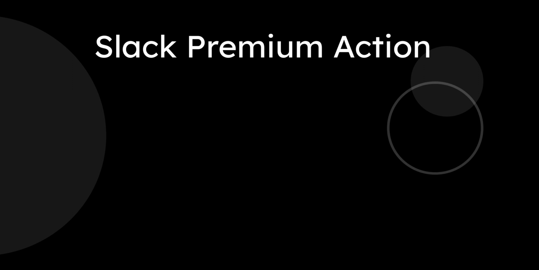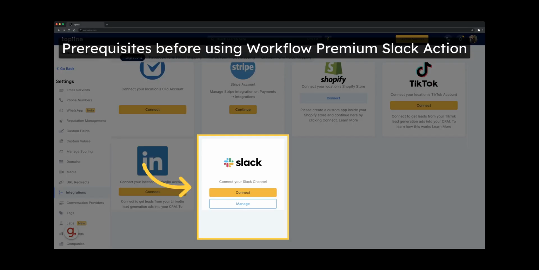This guide provides a step-by-step walkthrough of the Slack Premium Action using Topline and Slack. The account needs to have an active Slack account integrated before using a Slack action. Head over to the Account Settings page, then Integration, and pick Slack.